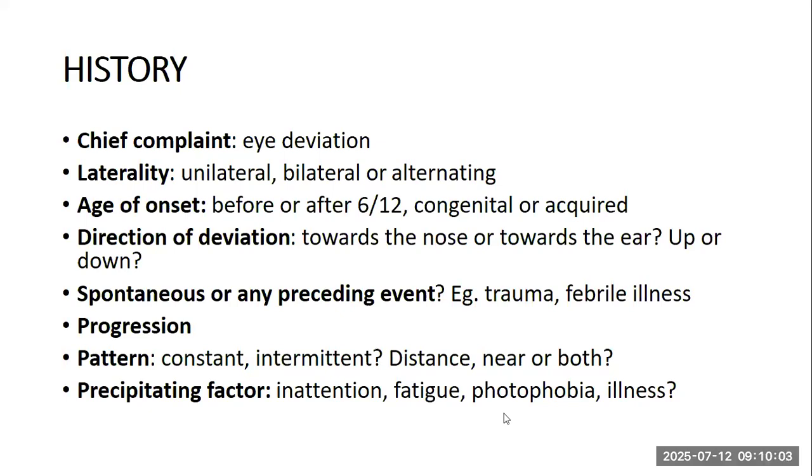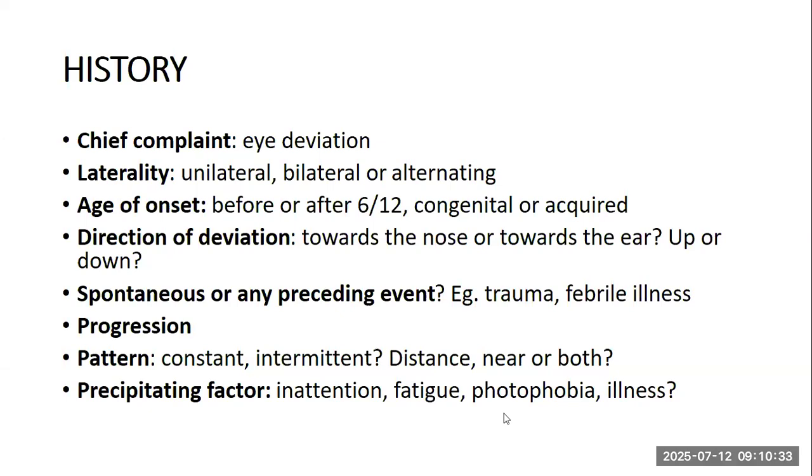You also want to know if there's progression, if from the onset of the strabismus to when the child is presenting to you, it has been stable or if it's getting worse or if it's getting better. You also want to know the pattern of presentation of this strabismus. Is it always there? Is it intermittent? Is the strabismus there when the patient looks at things that are far or things that are near or in any direction? You want to know that.